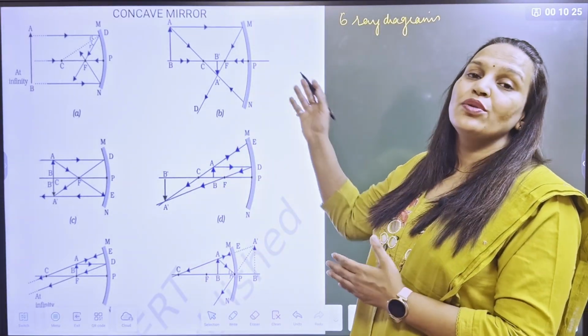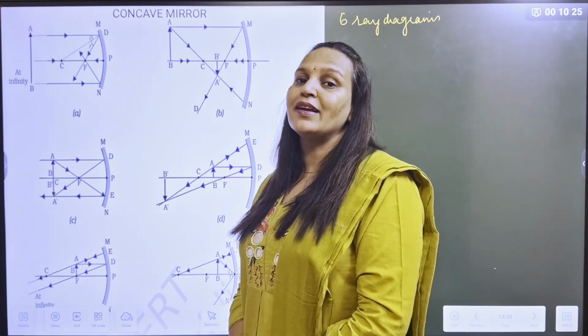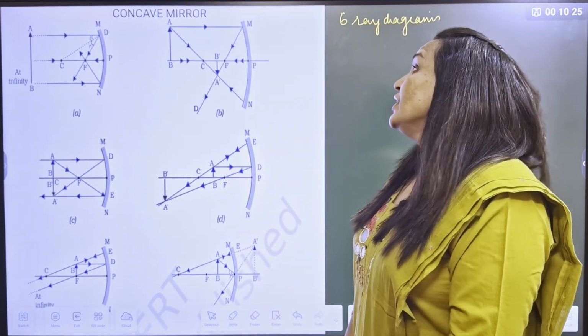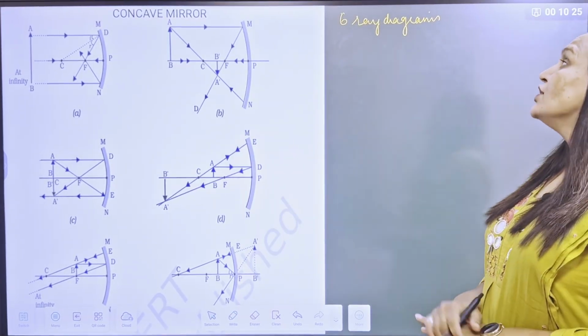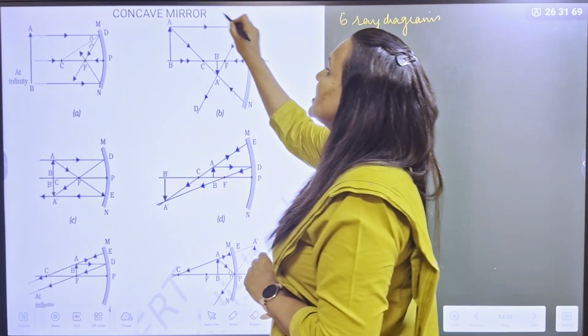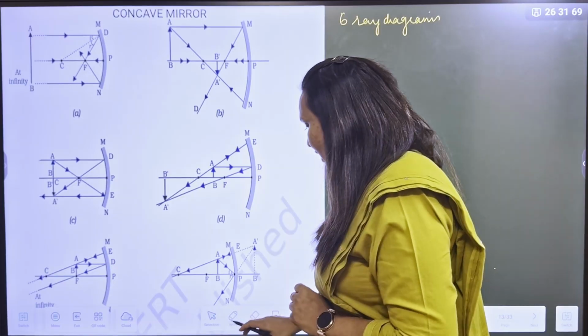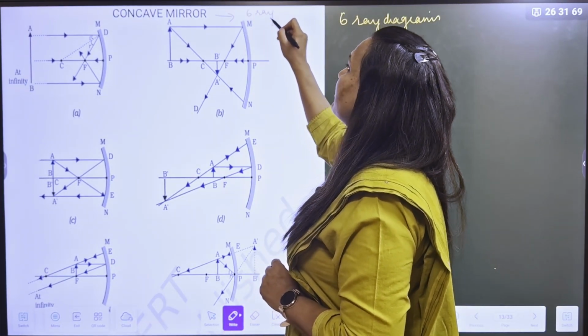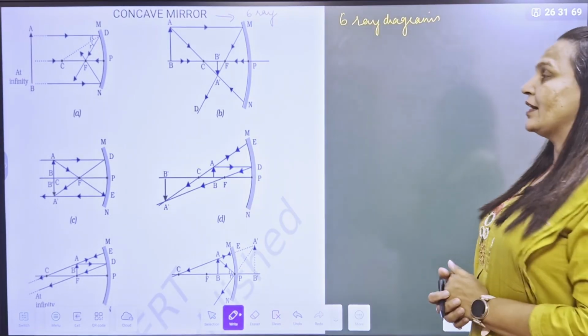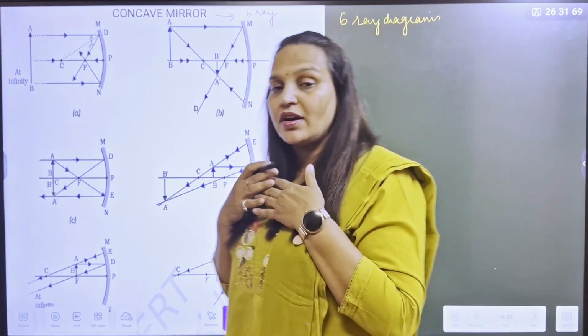Today we are going to learn ray diagrams of concave mirror and convex mirror. Concave mirror is called converging mirror, we learned yesterday. Concave mirror has a total of 6 ray diagrams. How many ray diagrams? 6 ray diagrams. It is very easy to remember, trust me.